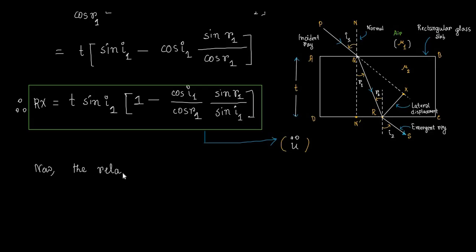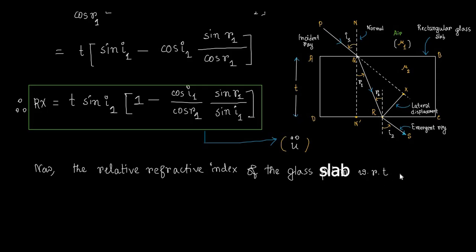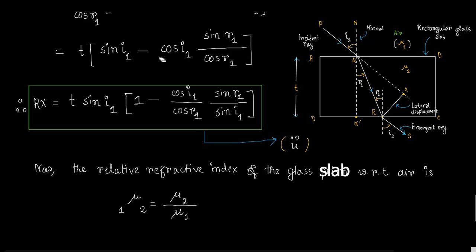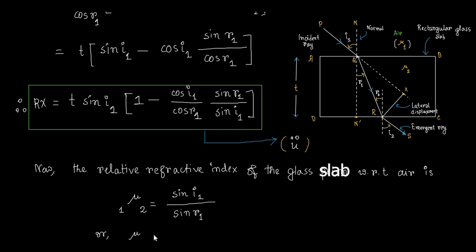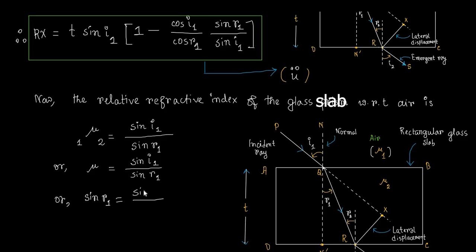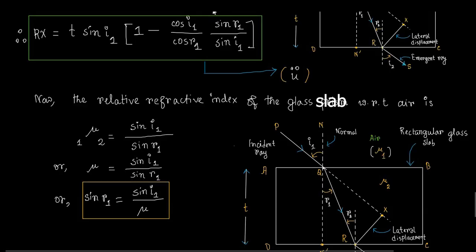Now, the relative refractive index of the rectangular glass slab with respect to air, or the surrounding medium, is given by, it should be glass slab, not glass prism, 1μ2 is equal to μ2 divided by μ1. The relative refractive index of the glass slab with respect to air is sine I1 by sine R1, denoted by μ. μ is equal to sine I1 divided by sine R1, or sine R1 is equal to sine I1 divided by μ.